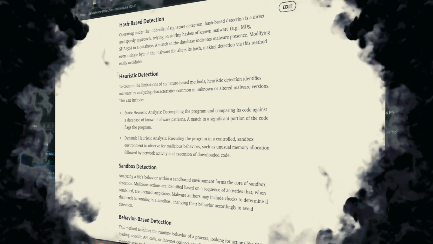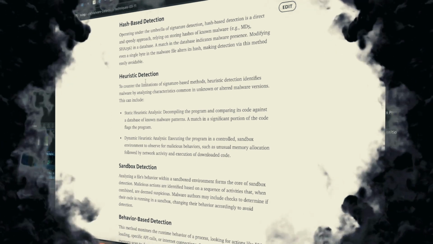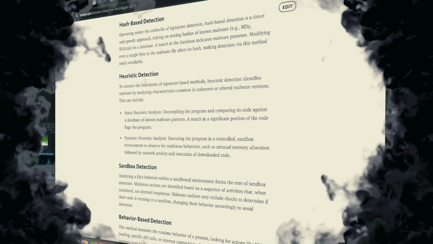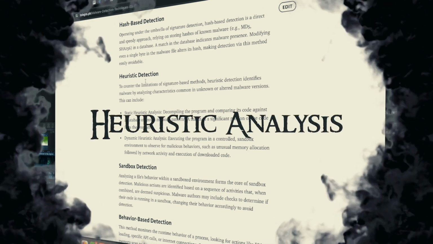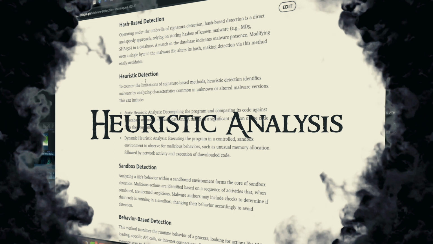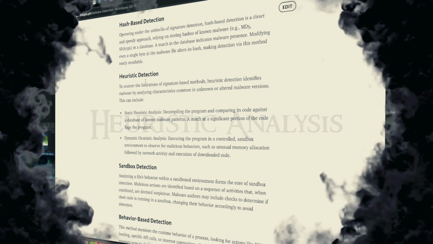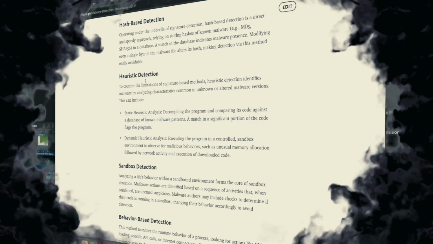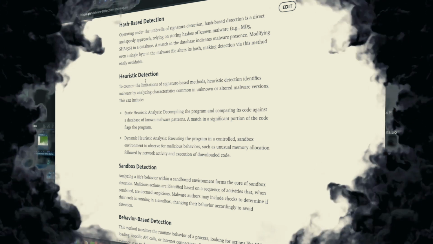Heuristic detection. To counter the limitations of signature-based methods, heuristic detection identifies malware by analyzing characteristics common in unknown or altered malware versions. This can include static heuristic analysis, decompiling the program and comparing its code against a database of known malware patterns. A match in a significant portion of the code flags the program.